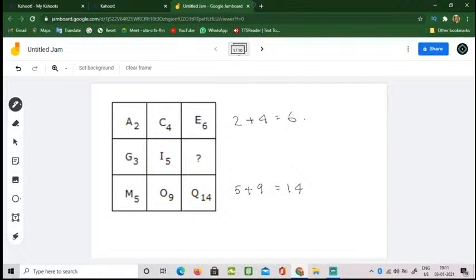And in the second row, it's G3 and I5. So we have to find this one. It's missing here. And we have to follow the same sequence of the first and third row here. It is G, and after that we are skipping H and we are writing I. And after I we are skipping J and we will write K. Here the alphabet is K, and so the number is 3 plus 5 is equals to 8. So the answer is K8.